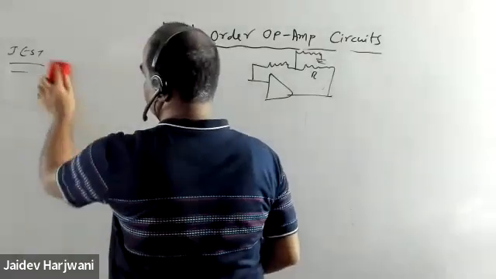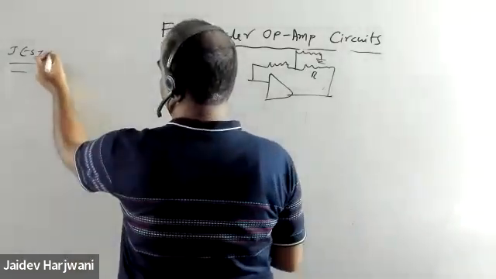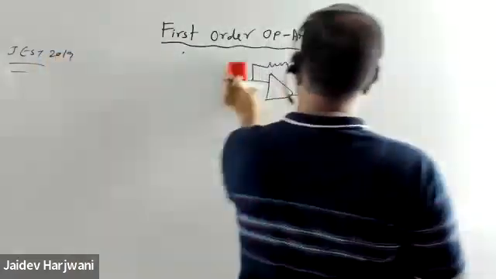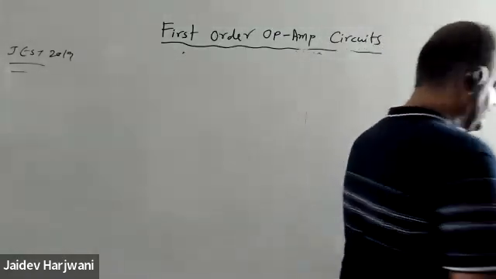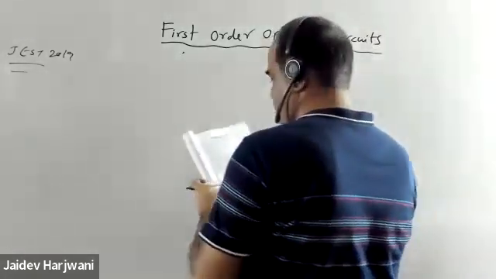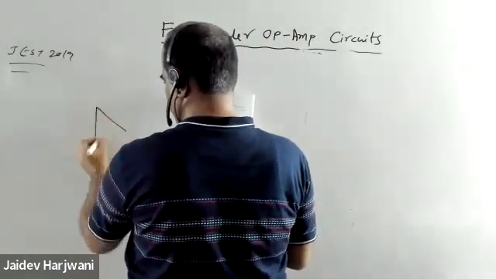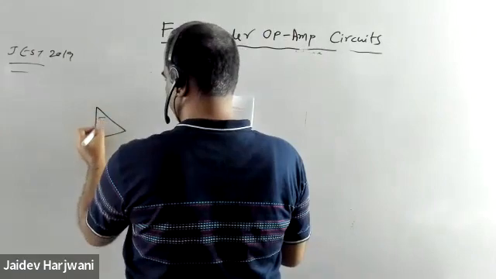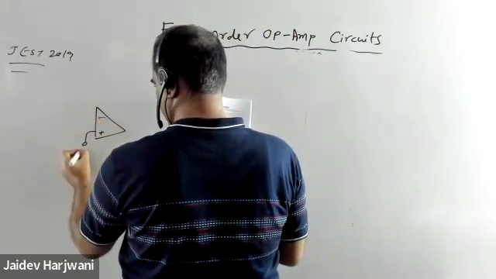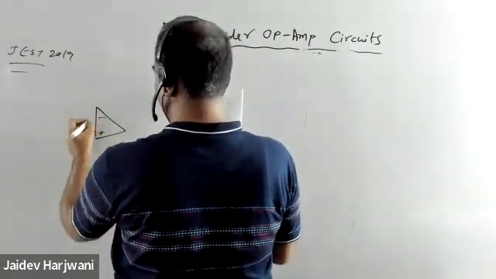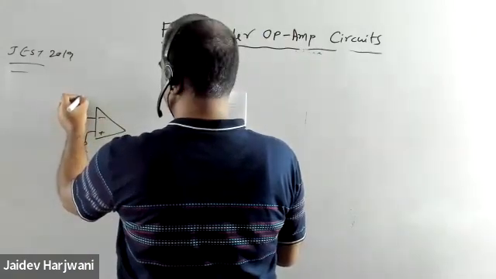Now JEST 2019. Okay, so JEST 2019. They have given one question, with minus, plus, and the input is given as C. Okay, here they have feedback R.